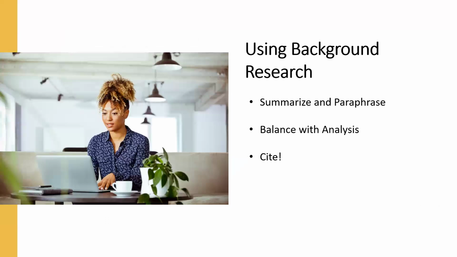So now that you've done your background research, how do you go ahead and use it? Well, first, when you're using background research, often you need to summarize and paraphrase it. Most of these resources are not considered academic articles, they're not books, they're not things you're going to be directly quoting within a paper. So you're going to want to summarize and paraphrase.